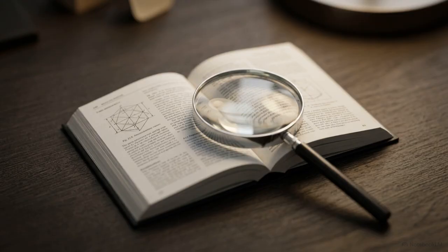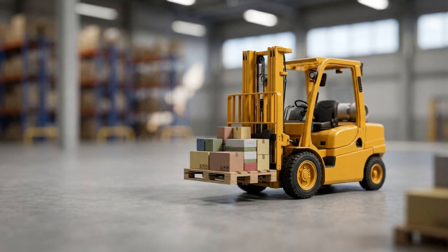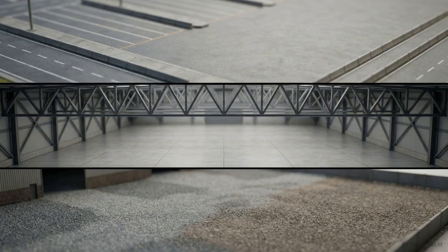One of the key updates in the 2020 rules was the refinement of a specific D term. The old rule, DAT, delivered at terminal, was renamed DPU, delivered at place unloaded. This clarifies that the seller is responsible for the cost and risk of actually unloading the cargo at the destination, whether that destination is a terminal, a warehouse, or an open lot.